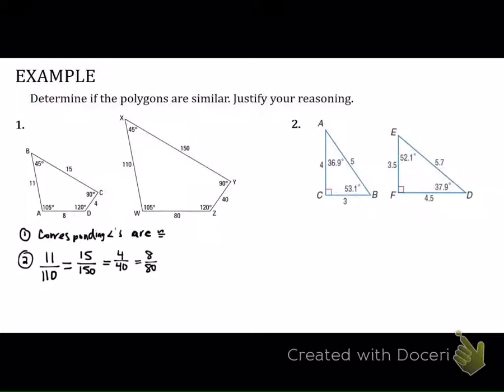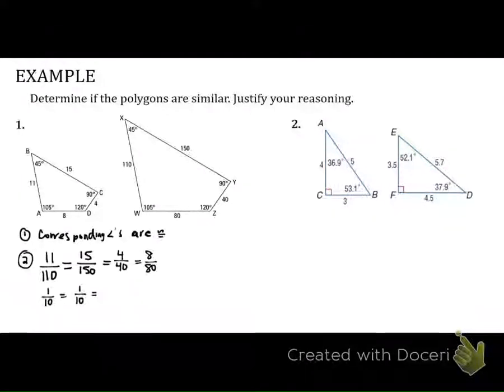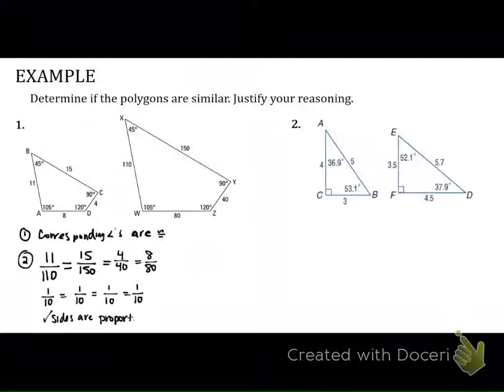So if we look at this, do they all simplify to be the same ratio? Are the sides proportional? Are they all the same ratio? So we can say check, the sides are proportional. So that means that they are similar. So what is the similarity statement you would write, Abby, since they are similar? ABC is congruent to WXYZ. Are they congruent? Similar. Similar.